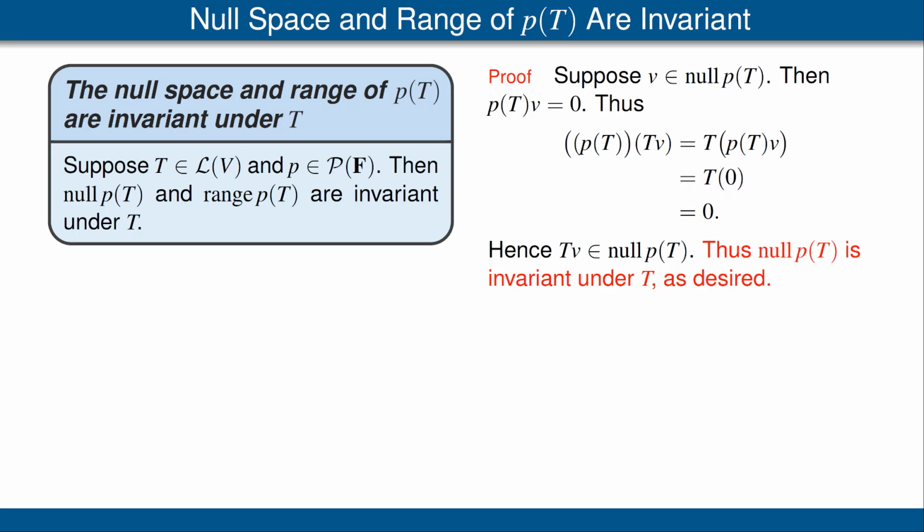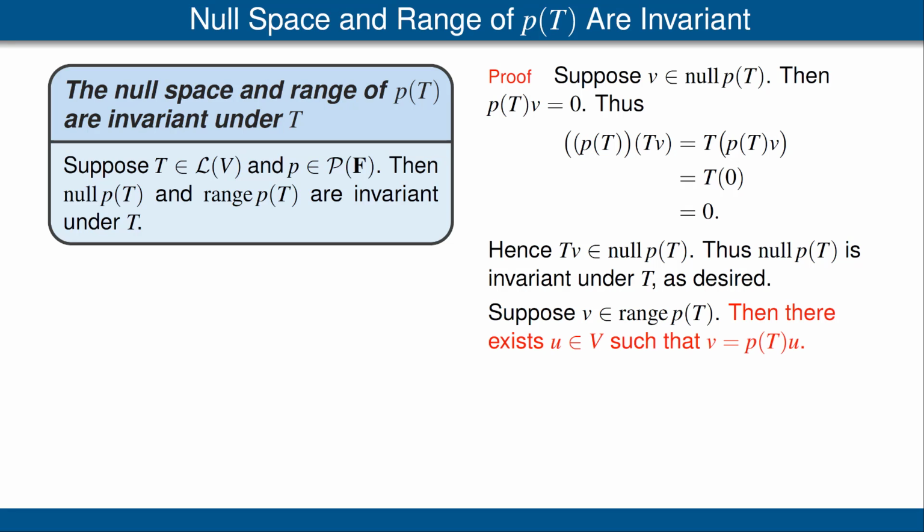Now we need to prove that the range of P of T is invariant under T. So, suppose we have a vector v in the range of P of T. This means there exists a vector u such that v is equal to P of T applied to u. Okay, we want to see if T of v has the same property. So T of v is equal to T of P of T of u. And again, using the fact that T and P of T commute, we can rewrite that as shown here. And of course, this shows that T of v is P of T applied to something. In particular, T of v is in the range of P of T.